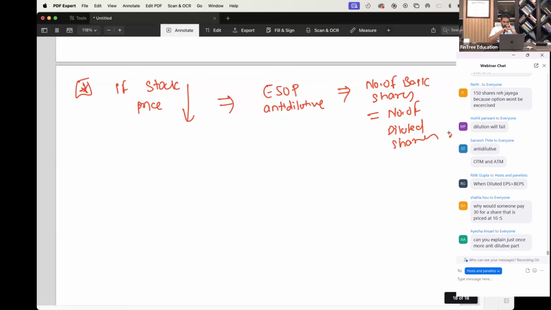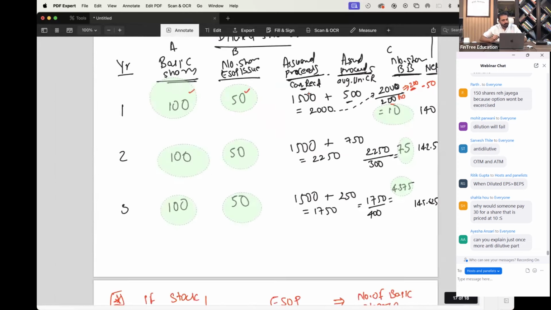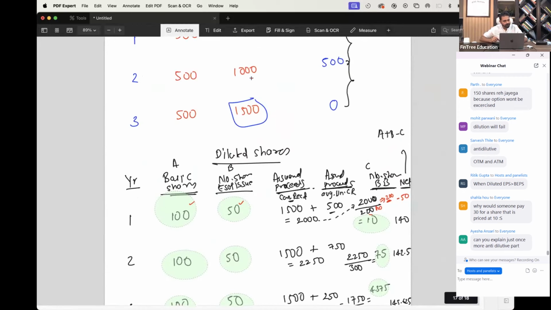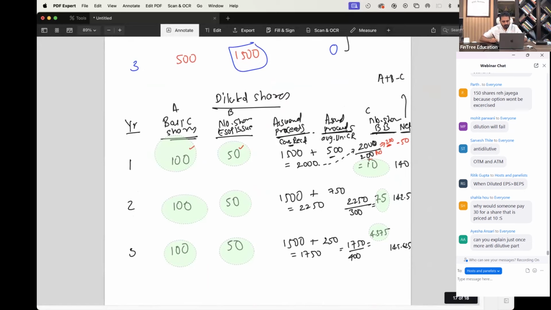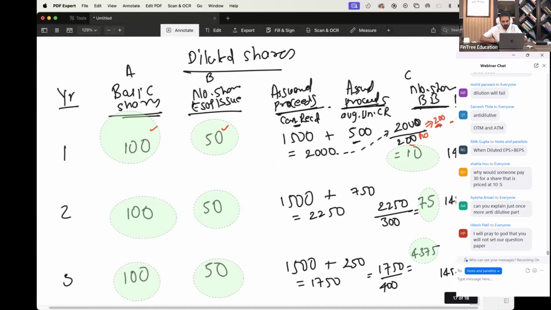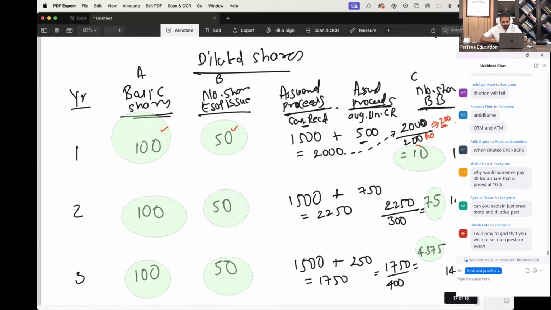Now, there is some valuation angle to it, but I think I'll hold on to it for a bit. We'll reach the valuation. I'll circle back to this part when I go to my section number 7. But for the time being, if the share price has fallen, ESOPs will become anti-dilutive under this method. That's it. And when is that happening? When you're able to buy back a lot many shares, Ayesha.